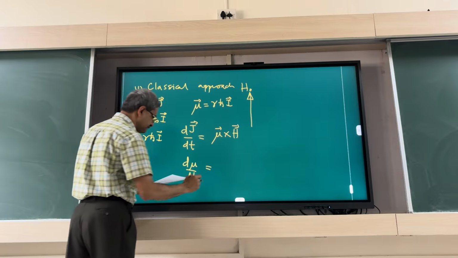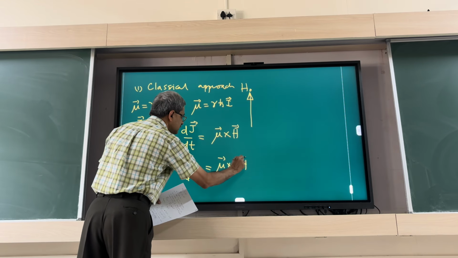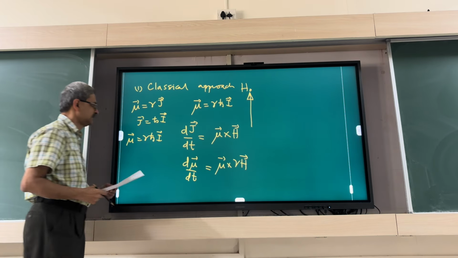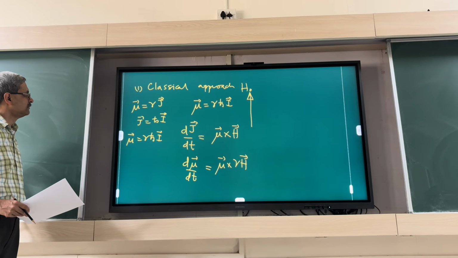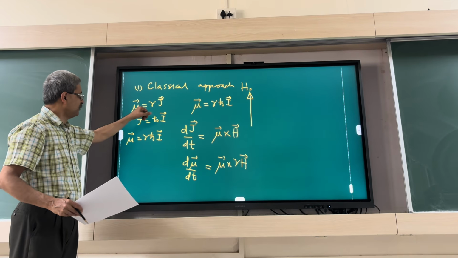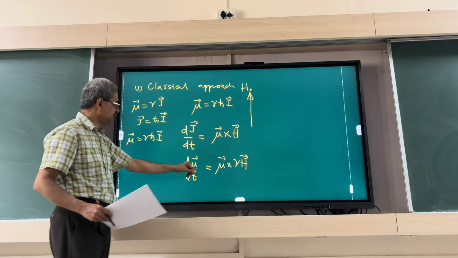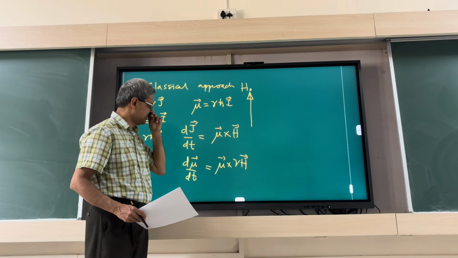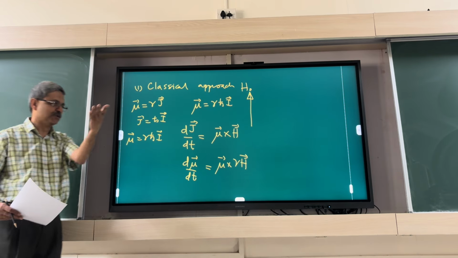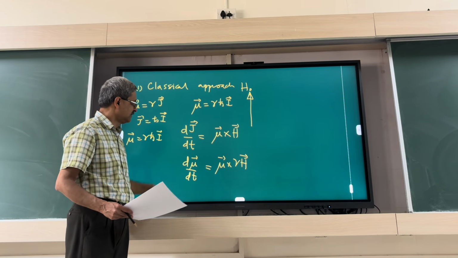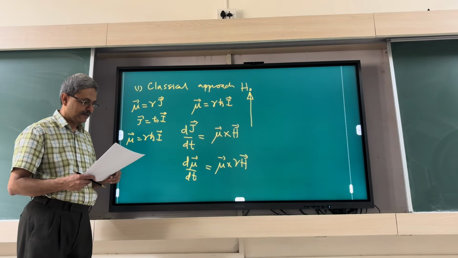mu cross gamma H. Right? J is mu by gamma. So d mu dt is gamma mu cross H. So that's the classical equation for a gyroscope, or in this case, a nuclear moment, in the presence of a magnetic field.